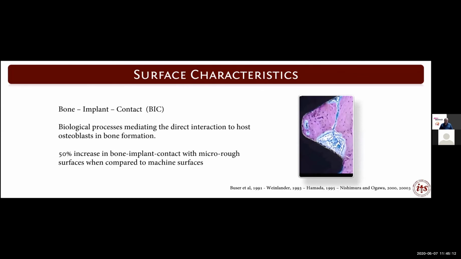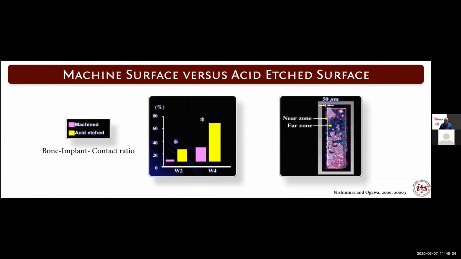So the bone implant contact depends on the surface characteristics of the implant. And we now know that there is a 50% increase in bone implant contact with the surface that is micro rough when compared to machine surfaces. And in this slide, we see a comparison between an acid etch surface and a machine surface, showing increased bone implant contact with the acid etch surface.